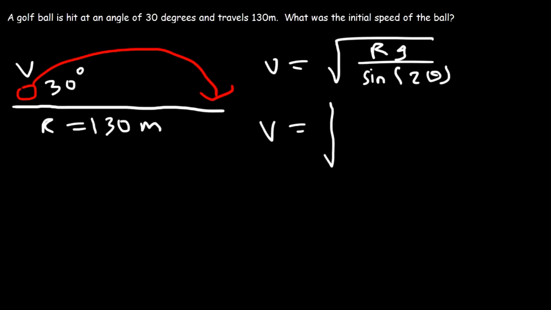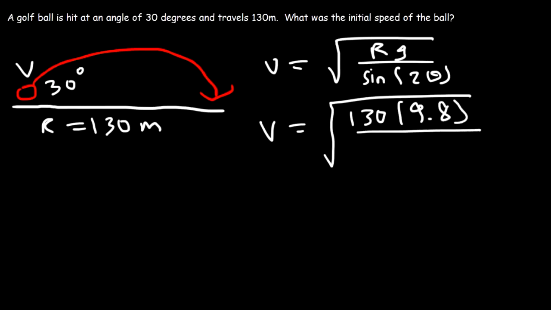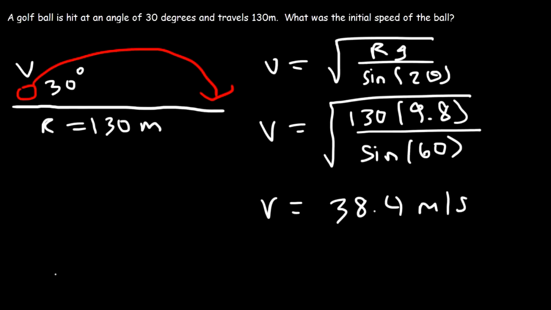So this is going to be r, which is 130, times g, which is 9.8. And if theta is 30, 2 theta is 60. 130 times 9.8 is 1274. Divided by sine 60, that's 1471. If you take the square root of that, you'll see that the final speed is 38.4 meters per second. And so that concludes this problem.